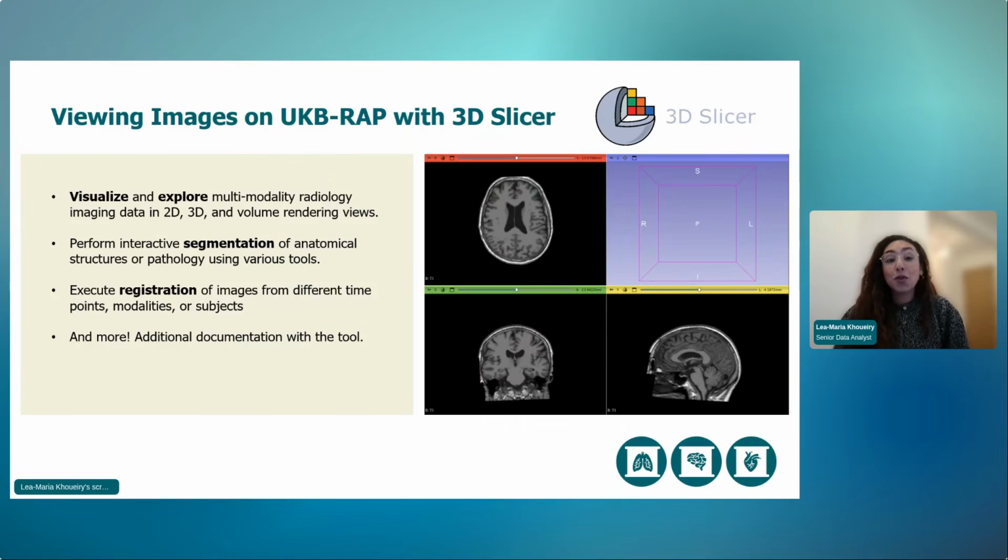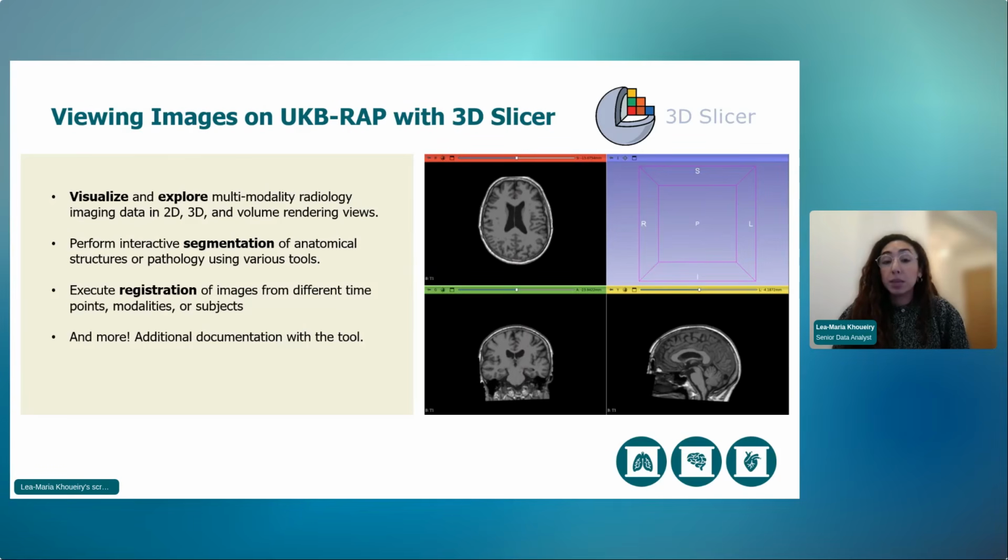So first, in terms of viewing images on the UKB-RAP, you can use 3D Slicer. Why would you want to use this tool? Basically, it allows you to visualize and explore multimodality imaging data, and this can be in 2 dimensions, 3 dimensions, as well as volume rendering views. You can also perform interactive segmentations of anatomical structures using a variety of tools, as well as execute the registration of images from different time points, modalities, or subjects. And there's a lot more that you can do with 3D Slicer.